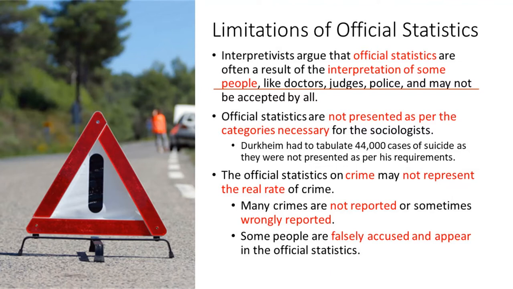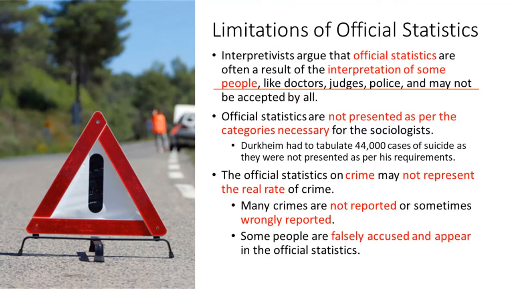What does that mean? For instance, if there is a case of death, very often it is the doctor who decides whether it is an accident, whether it is a crime, whether it is a suicide, and sometimes the doctor may be wrong. In the same way, judges and the police may also be wrong at times in the way in which they interpret an event. But that gets recorded in the statistics, and some of the interpretation may be wrong, and therefore the statistics also may be misleading at times.